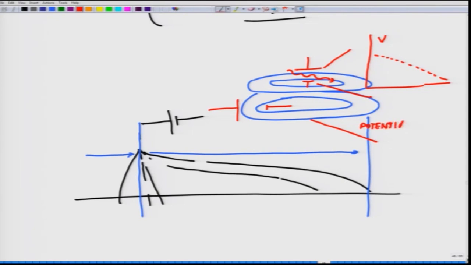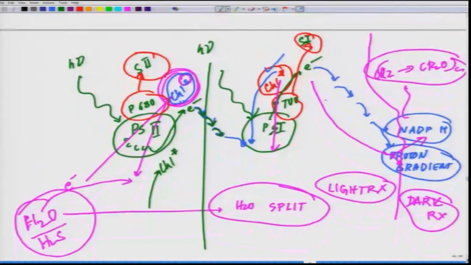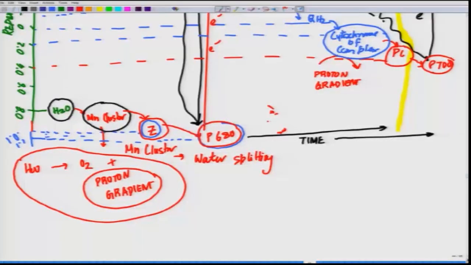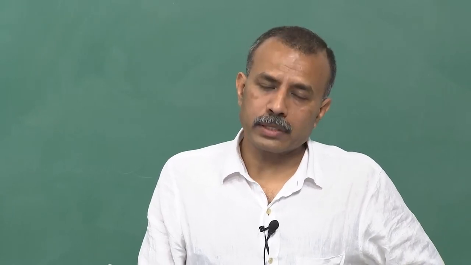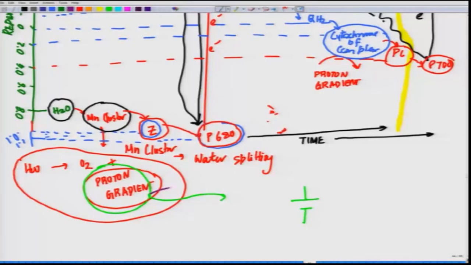And this potential gradient is what we were talking about as proton gradient. This proton gradient, for which I am trying to bring an analogy of a battery or a cell, is the governing force for synthesis of the biggest energy-rich molecule which biology utilizes in the current stage of evolution, called ATP, adenosine triphosphate. Adenosine triphosphate is governed by proton gradient.